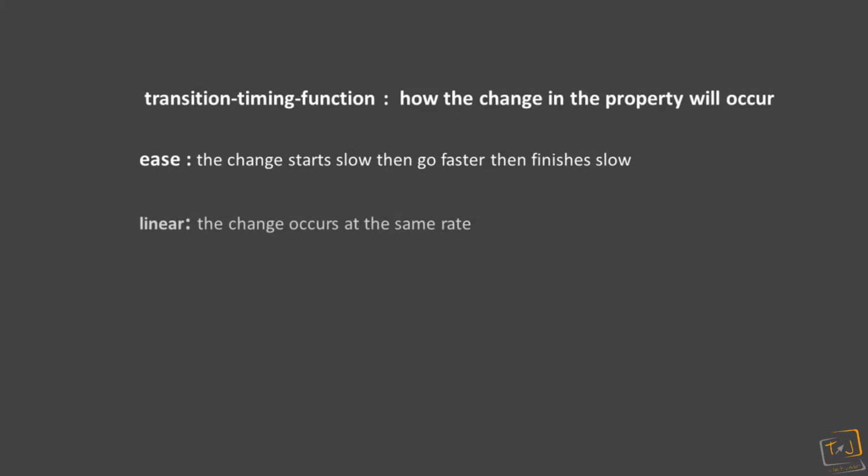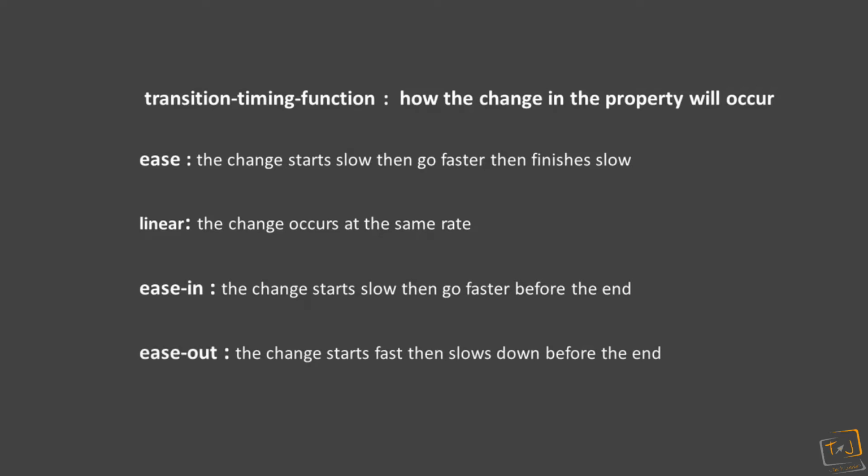Second, linear, in which the change will occur at the same rate from the beginning to the end throughout the transition duration. Third, ease in, in which the change starts slow and then speeds up before the end. Fourth, ease out, which, unlike ease in, starts fast and then slows down at the end. And finally, ease in out, in which the change starts slow, then speeds up in the middle, and then ends slow. It's kind of like ease. There isn't that much difference between them. Great, so let's see those in action.